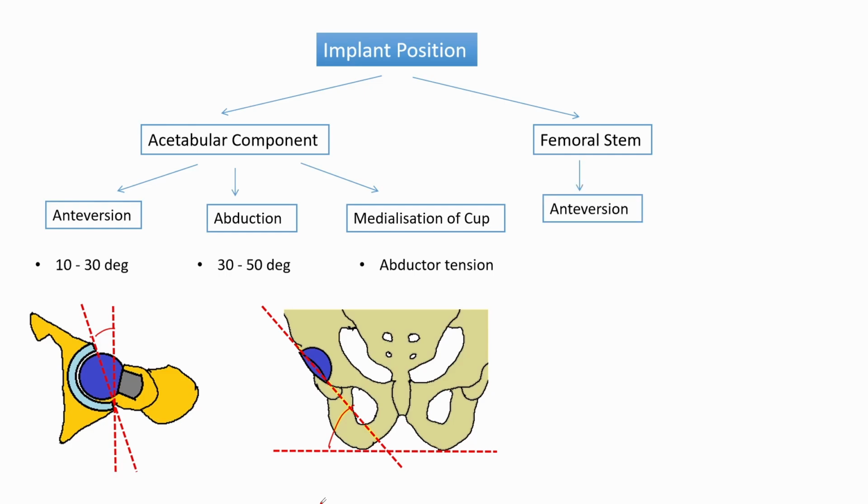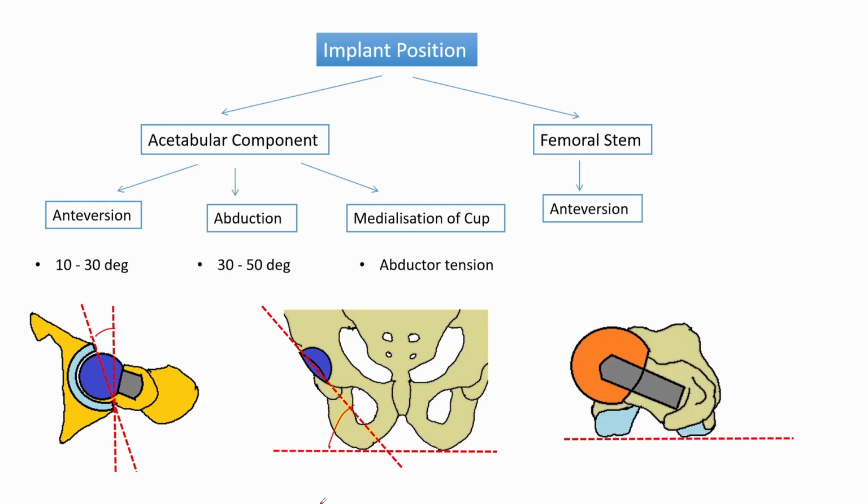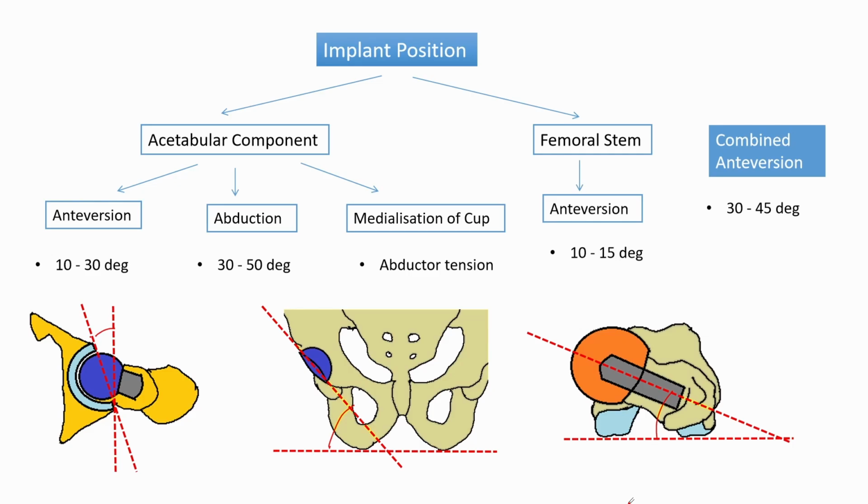Coming to femoral stem, we have anteversion. Anteversion is the angle formed by the neck with respect to the bicondylar axis. So the target anteversion is around 10 to 15 degrees, which is similar to the native neck anteversion. When we combine the anteversion of the acetabular component and the femoral stem, we have the combined anteversion, and the target is 30 to 40 degrees or 37 plus or minus 7 degrees.